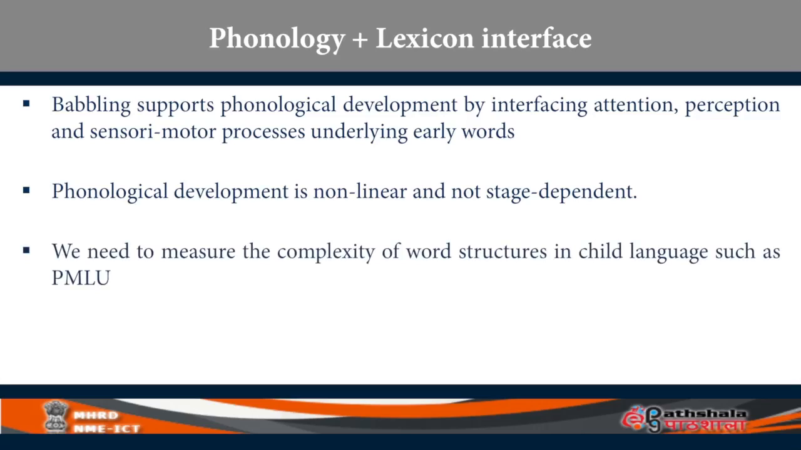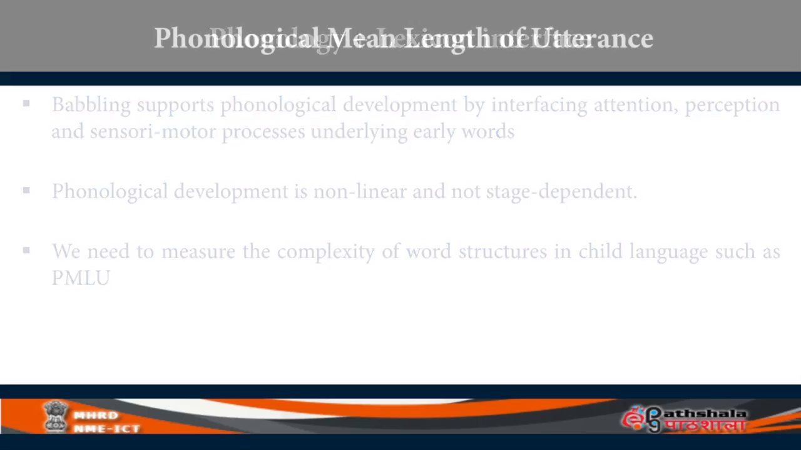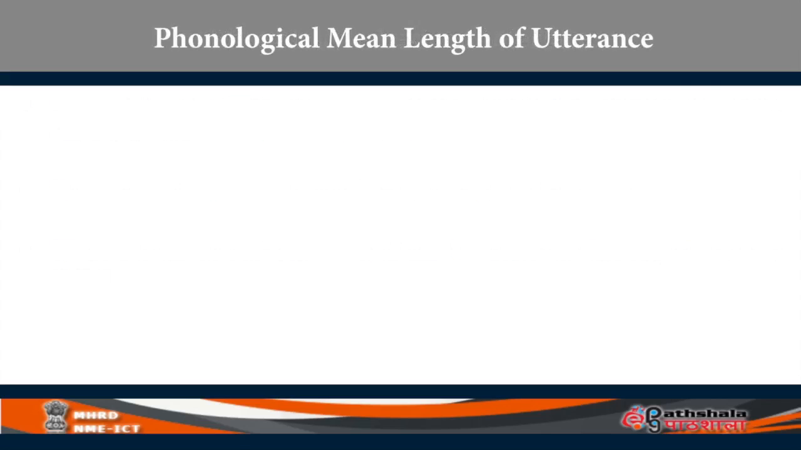We need to measure the complexity of word structures in child language. The newly proposed measures, 1 or 2 measures, I'll give you examples, work it out for you with 1 or 2 words. But what would be very nice is take these measures, apply them to data from Hindi or any other Indian languages that you know, and start collecting data and analyzing data using these measures. One measure is called phonological mean length of utterance.